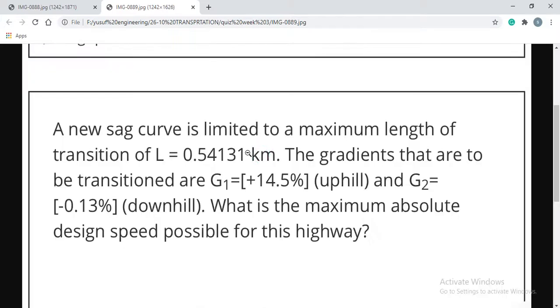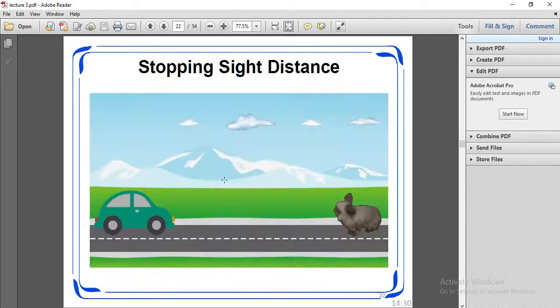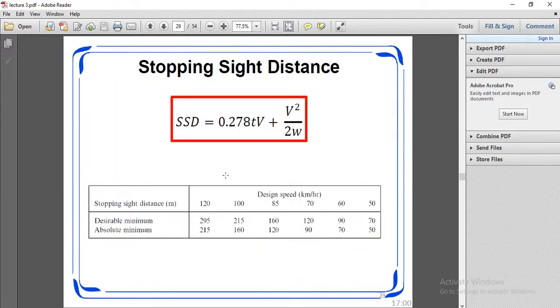a new sag curve is limited to a maximum length of transition, the gradients that are to be transitioned are G1 equals to this much percent uphill and G2 equals to this much percent downhill. What is the maximum absolute design speed possible for this highway? So we need to find the maximum absolute design speed. For this we need to search for one example like this.